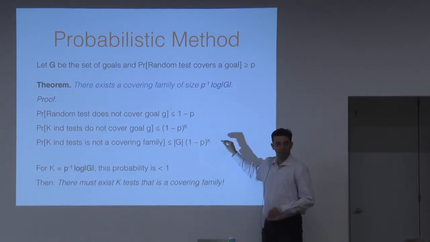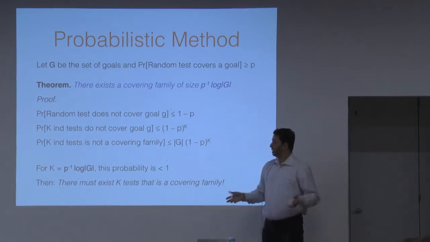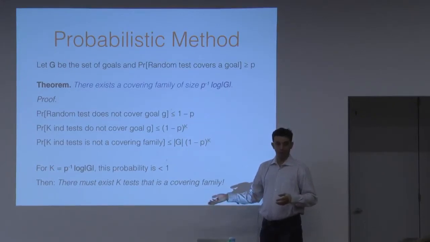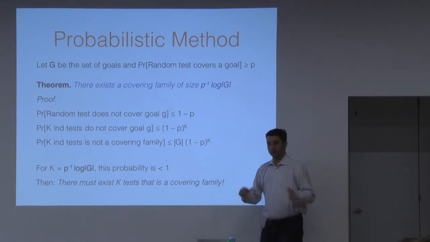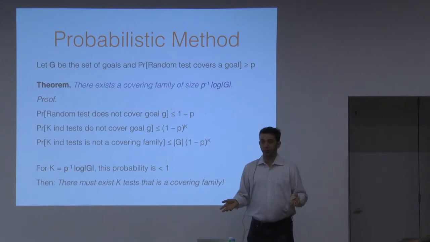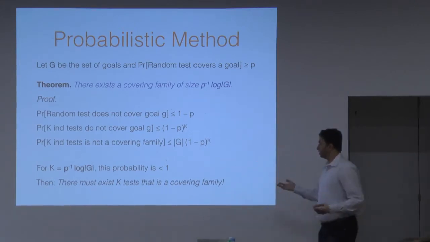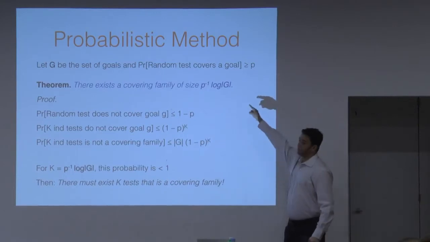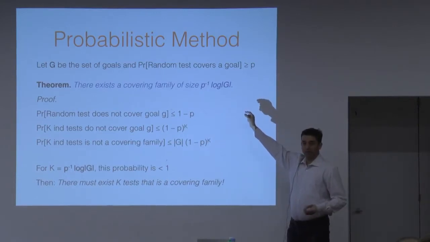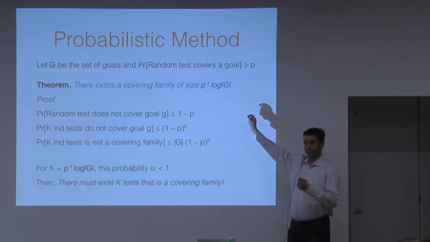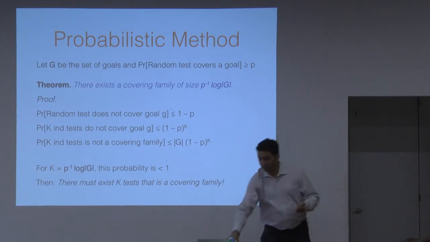Now if this probability is less than 1, that says that there must exist some k independent tests that is a covering family with positive probability. It's just negating the property. And the probabilistic method says, if something has positive probability, there must be a witness. So this just says that if you pick so many tests uniformly at random, then there's a positive probability that it is a covering family. Therefore, there exists a covering family of that size.